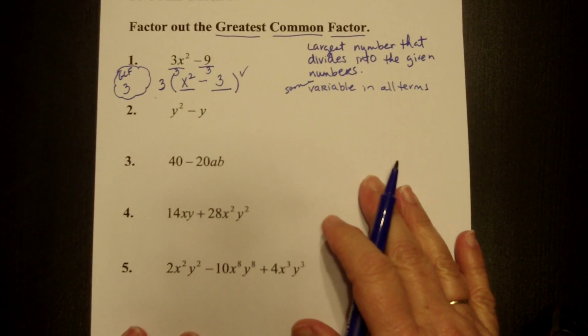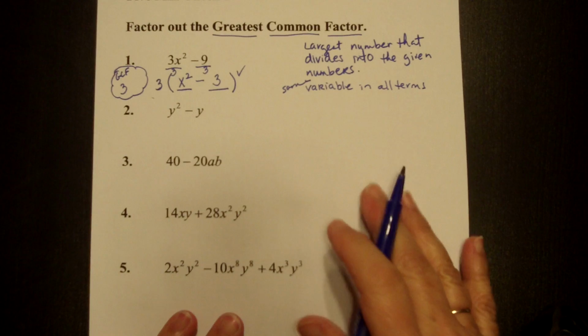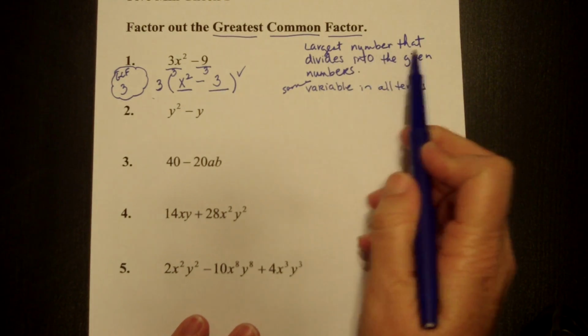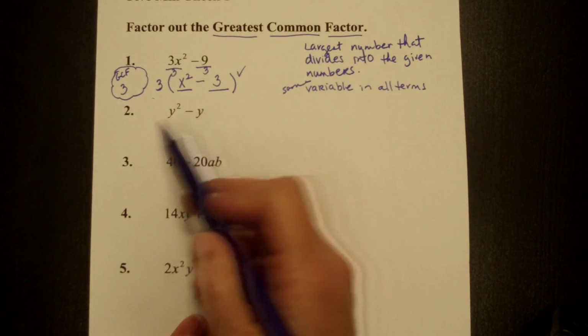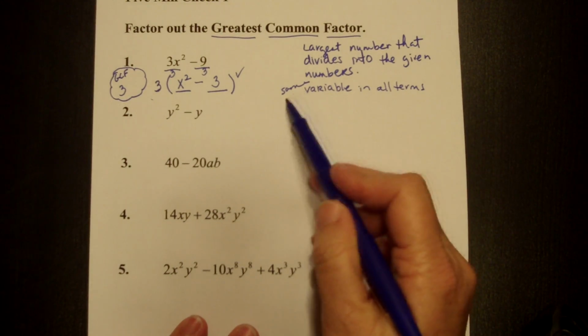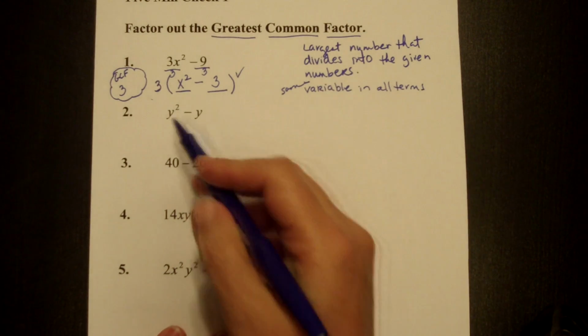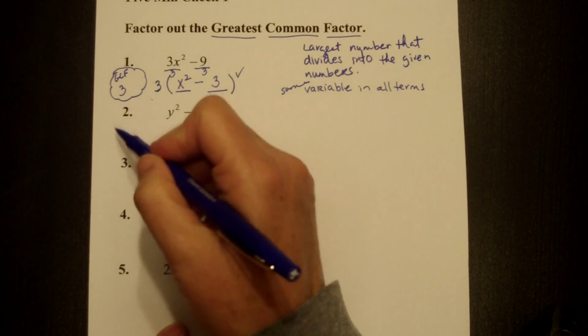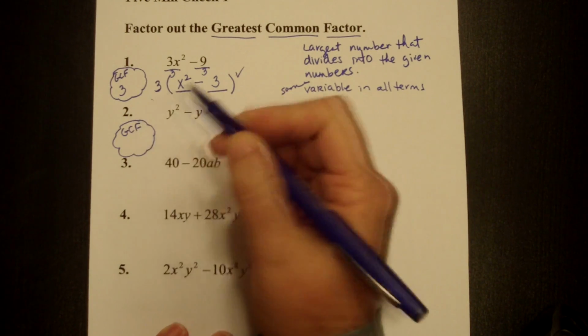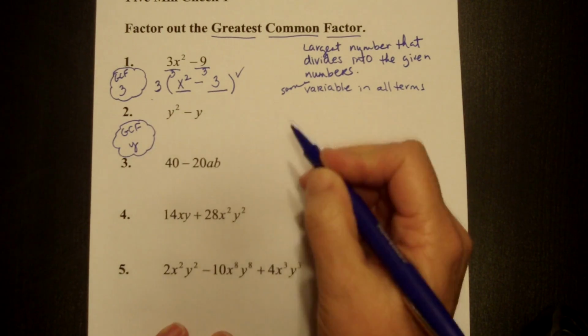All right, so let's look at number 2. Now number 2, I don't see any numbers. So when we look for the largest number that divides into the given numbers, we're really not going to have a number. So we're going to move on to the same variable in all the terms. Well, there's a y in both terms. So in my cloud over here, I'm going to write GCF, and I'm going to write down a y.